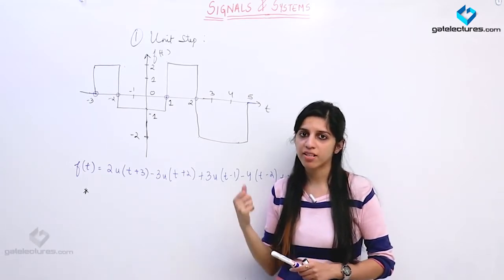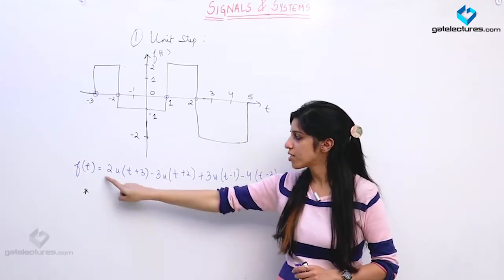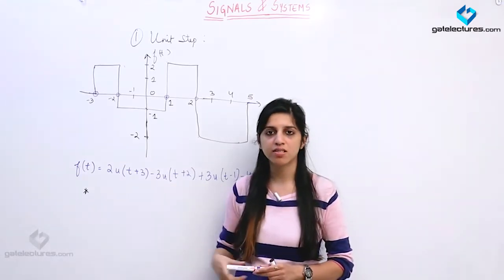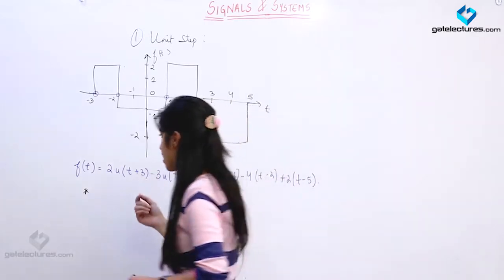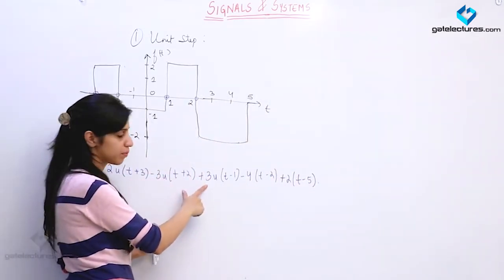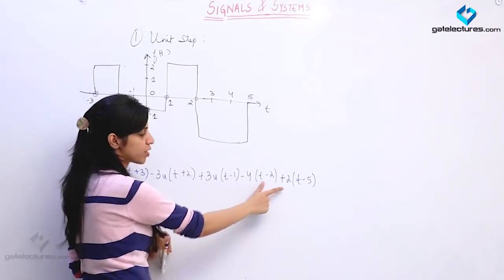So whenever you have a signal of finite duration, if you just add all these coefficients, their sum is going to be 0. Just check, just add 2 minus 3 minus 1 plus 3 plus 2 minus 4 minus 2 plus 2: 0.